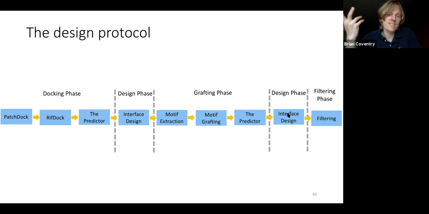And then from this is a pretty solid area. And then the interface design, I'm sure, can be improved. I mean, Rosetta's not the best. Rosetta's the best force field out there for this, but it's not a perfect force field.